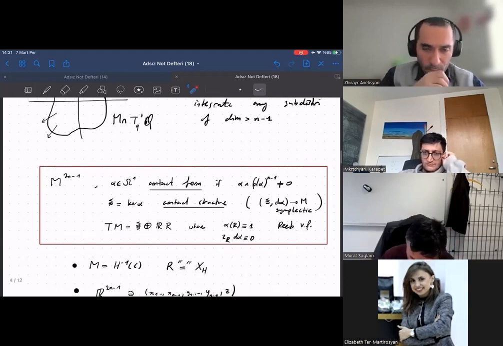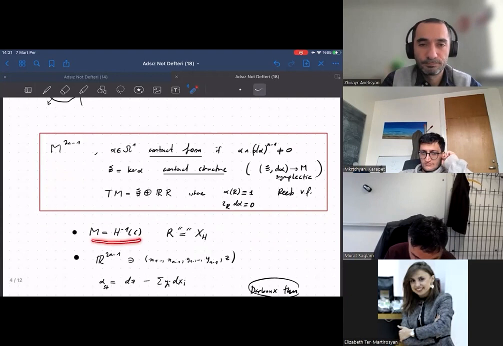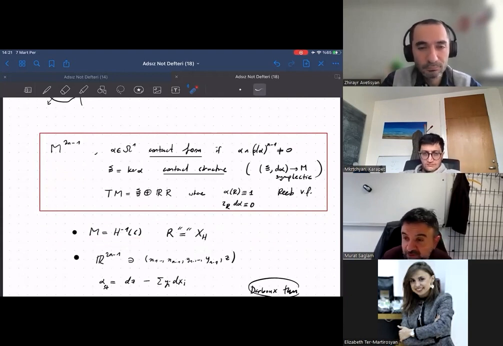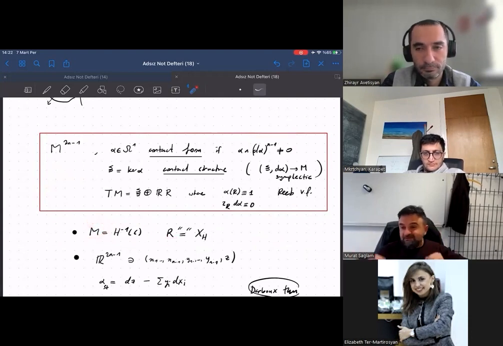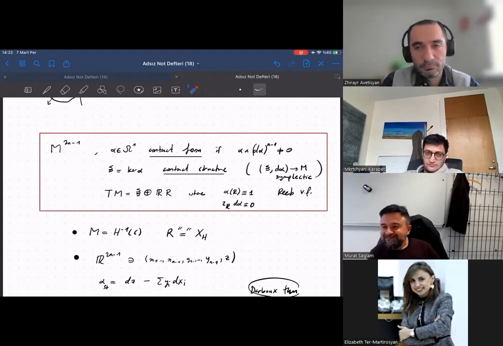So the examples again. If you go back to our example which motivated the definition of a contact form, this regular energy surface will be my contact manifold, and my Reeb vector field in this case will be, up to reparametrization, the Hamiltonian vector field. For the moment, you can think of it this way: we're taking the regular energy level of an autonomous Hamiltonian, and the vector field we are looking at is the Hamiltonian vector field.